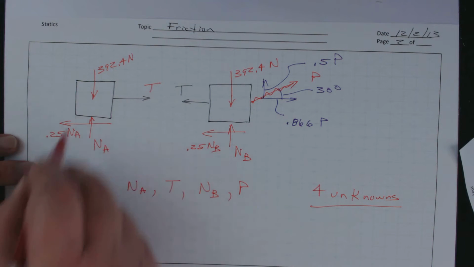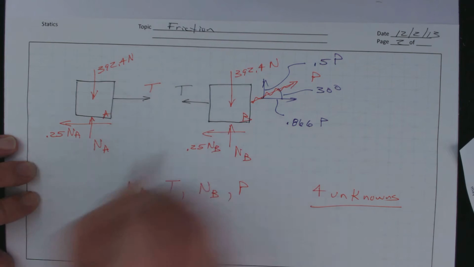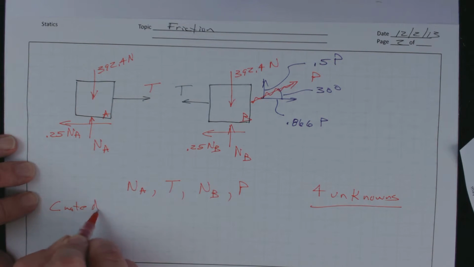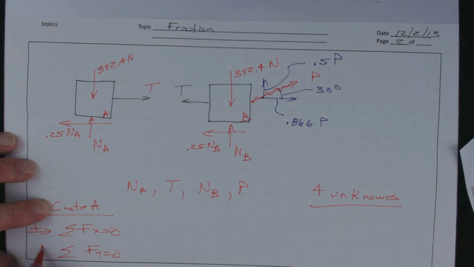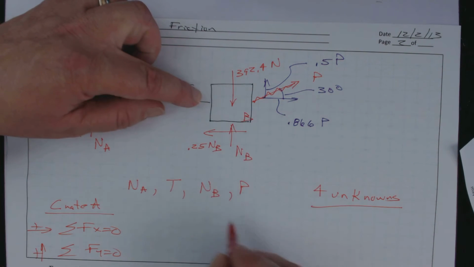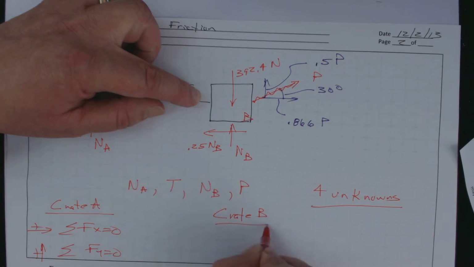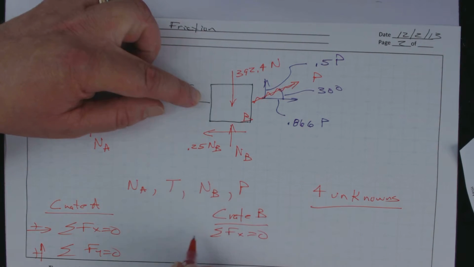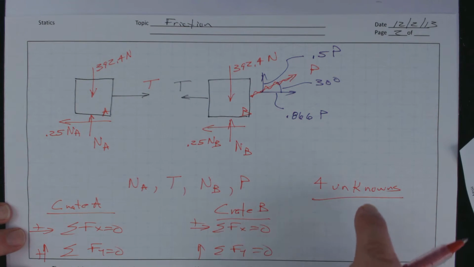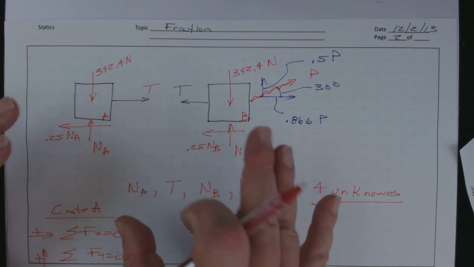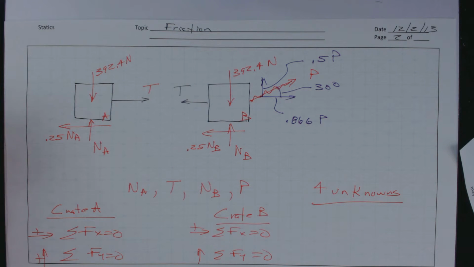But you see, the difference is that over here for crate A, I can sum forces in the X direction, and I can sum forces in the Y direction. So that's 2 equations. And then over here for crate B, I can sum forces in the X direction, and I can sum forces in the Y direction. And so if I look at that, I've got 1, 2, 3, 4 equations, and I've got 4 unknowns. So if I take these crates one at a time, that should be my best bet for getting to the answer.